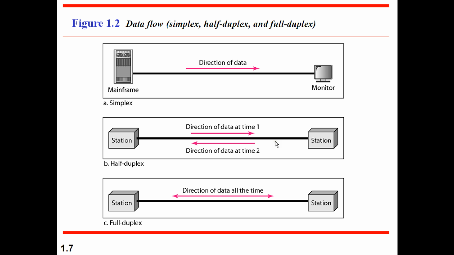In half duplex communication, both stations can transmit as well as receive, but not at the same time. When one device is sending, the other can only receive, and vice versa. Example: a walkie-talkie. In full duplex communication, both stations can transmit and receive at the same time. Example: our mobile phones.